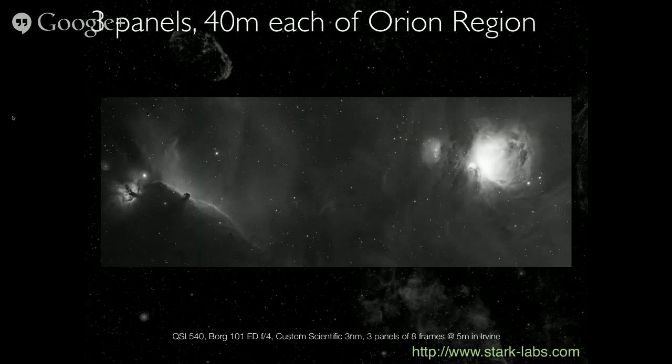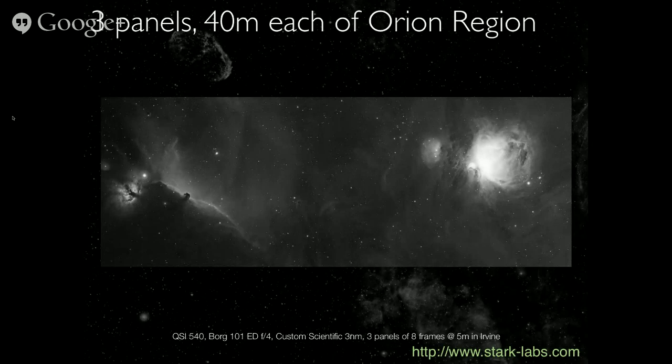So here's another shot, of the whole Orion swath. This one was again taken in Irvine, and this is in fact 3 different panels. My sensor is square. This is 3 panels on a 4-inch scope. Each panel only has 8 frames at 5 minutes. So the whole Horsehead, the whole Orion Nebula over there, all of that only comes from 40 minutes worth of data, period. So if a schmo like me can take something that looks pretty reasonable here, as I say, line filters are manna from heaven for us.